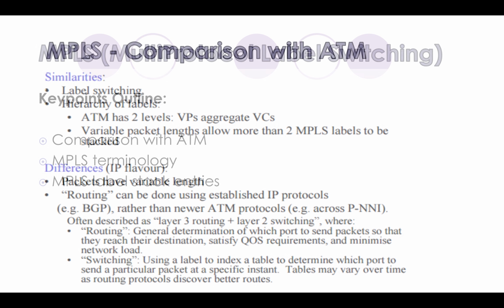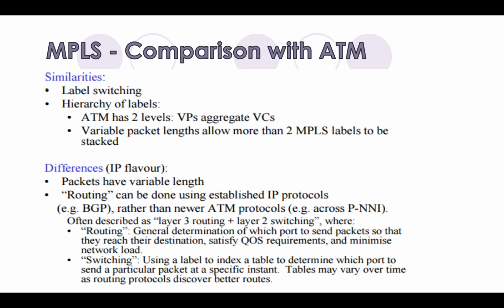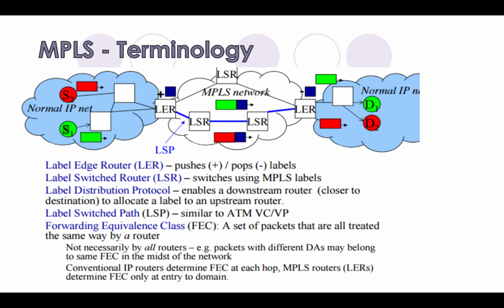Compared with ATM, the similarities are label switching and a hierarchy of labels. The differences are that packets have variable lengths, and routing can be done using established IP protocols. And some MPLS terminologies are label edge router, label switched router, label distribution protocol, label switched path, and forwarding equivalence class.